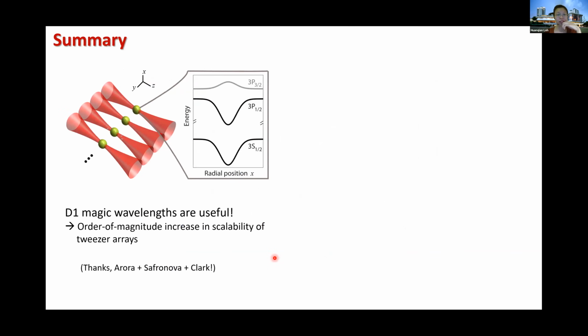And yep, so with this, I think I'll summarize. In summary, we have shown that the D1 magic wavelengths are very useful. We want to thank the Clark group for calculating and predicting these numbers more than a decade ago. And they've really given us a very useful increase in the number of tweezers that we can now create with a wide variety of species going forward. And this will be very nice for assessing different species for richer interactions, be it through controlling different Feshbach resonances or just by forming dipolar molecules.